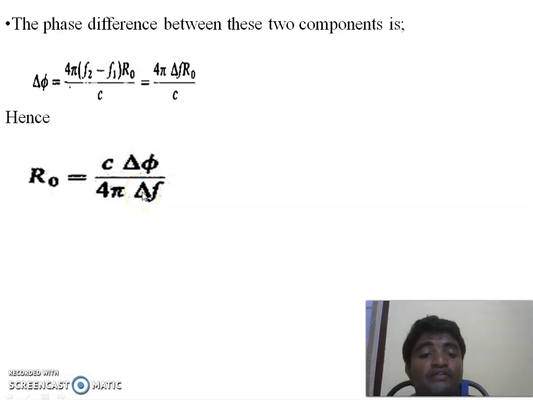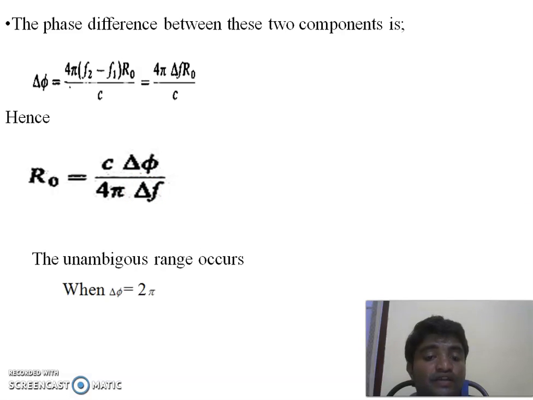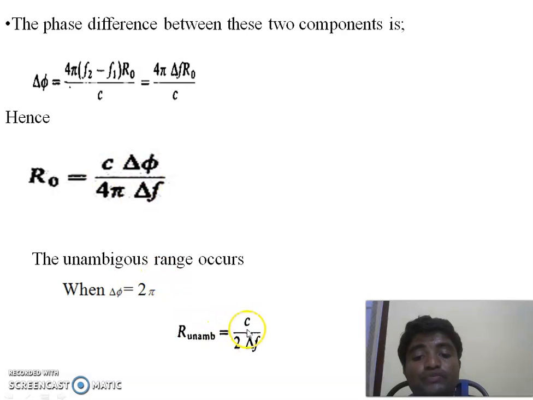Already we know that for unambiguous range measurements, delta phi equal to 2 pi. By substituting delta phi equal to 2 pi, we can get the unambiguous range. The unambiguous range is c by 2 delta f. For CW radar, the unambiguous range is very small, lambda by 2. It is very small, that is in the millimeters. That small range having no practical interest.